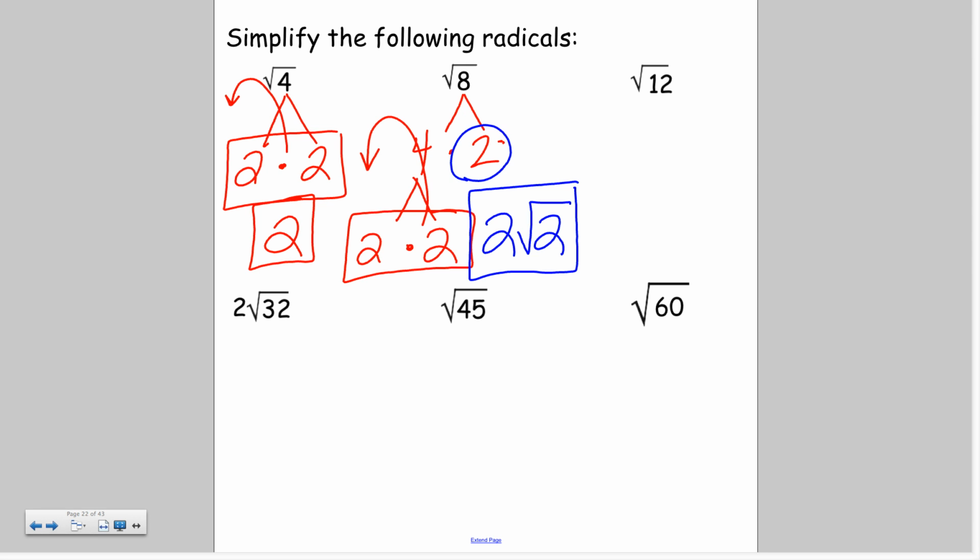All right, square root of 12. If you would like to pause it here and try the square root of 12 on your own.